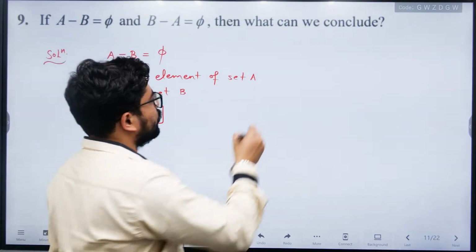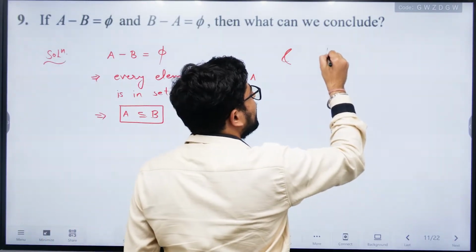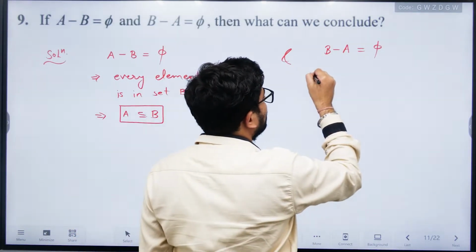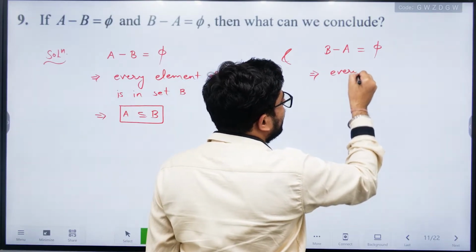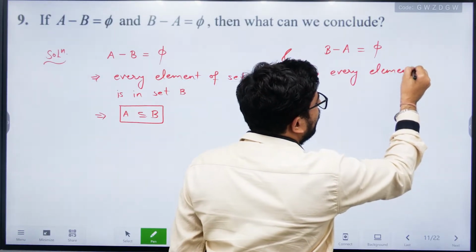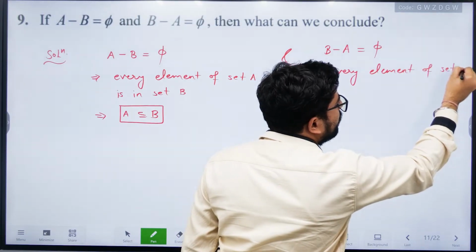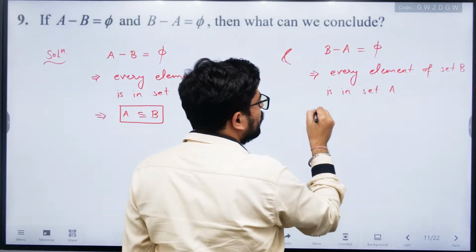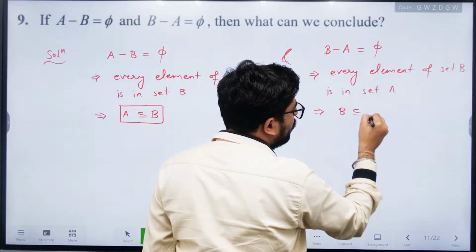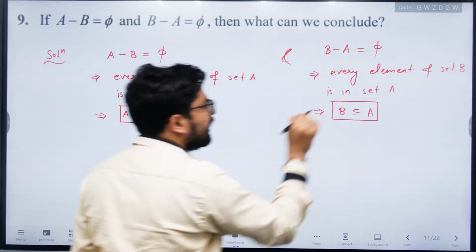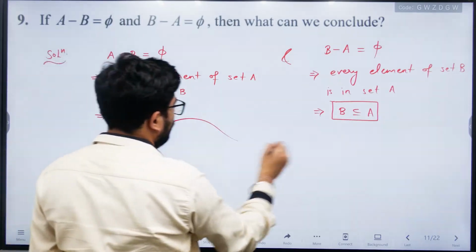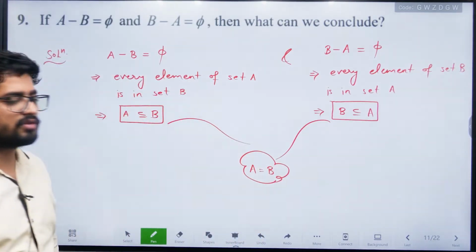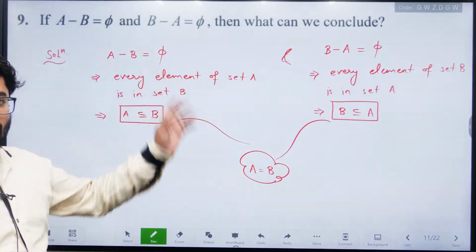Okay, and you have one more condition, B minus A is empty. B minus A is equal to empty. So you can say every element of set B is in set A. So it means what? It means B is subset of A. If A is subset of B, B is subset of A, so from here you can say A is equal to what? A is equal to B. So that's the conclusion from the given information.